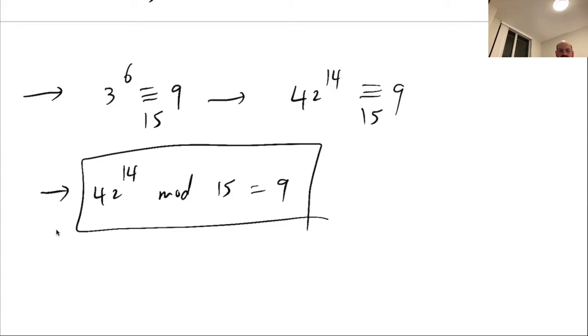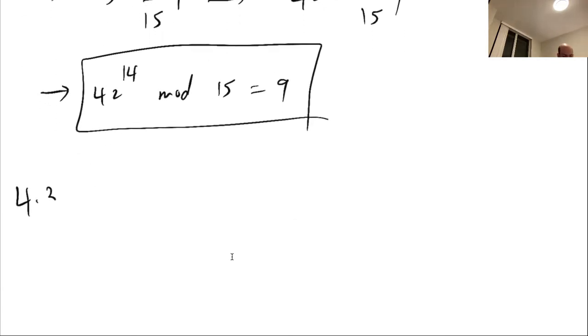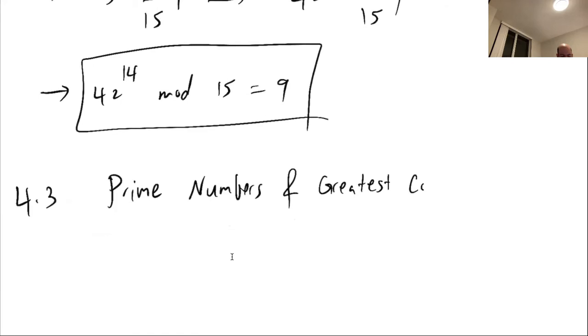Okay, so let's start section 4.3. Section 4.3 is about prime numbers and greatest common divisors. 4.3 prime numbers and greatest common divisors.